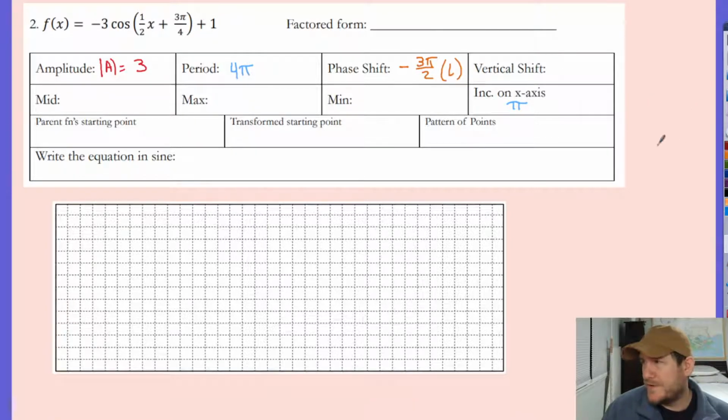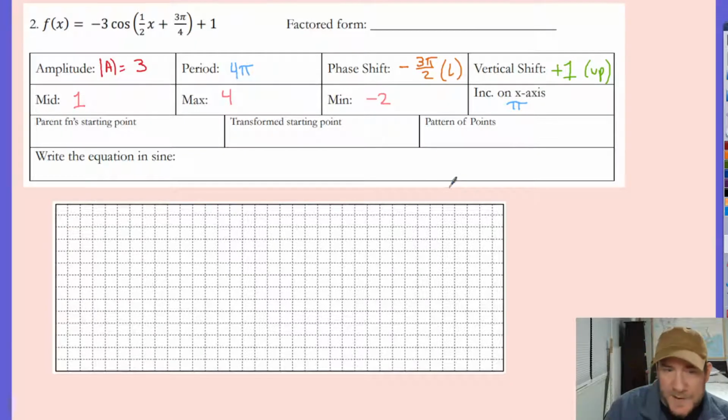Now our vertical shift is just the number on the end. That's always probably the easiest thing. So +1 means we're going up. Let's give these midline values. Our midline will always be that d value, so it's 1. We're going to go up and down by 3, so the max will be 4, and the min will be -2.